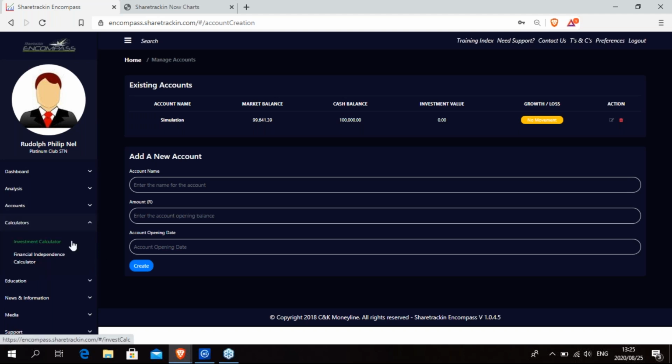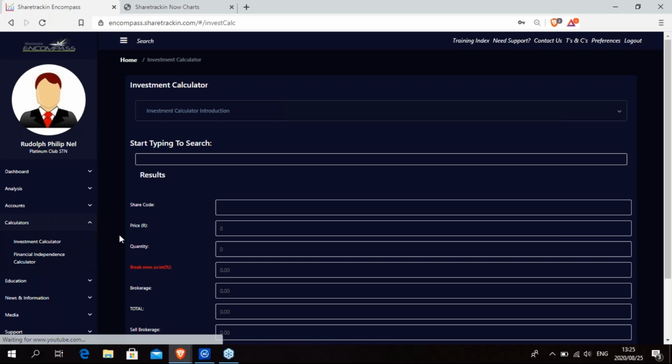Calculators, basically it's going to give you your investment calculator. Now each and every share that you buy will have a certain percentage that you need to buy underneath. That would be your break-even point percentage. So your break-even point percentage always needs to be underneath 4%, especially when you're trading through a company like FNB or Standard Bank, so that you can make back your brokerages before you sell out. All right. Because obviously you need to start making profits.